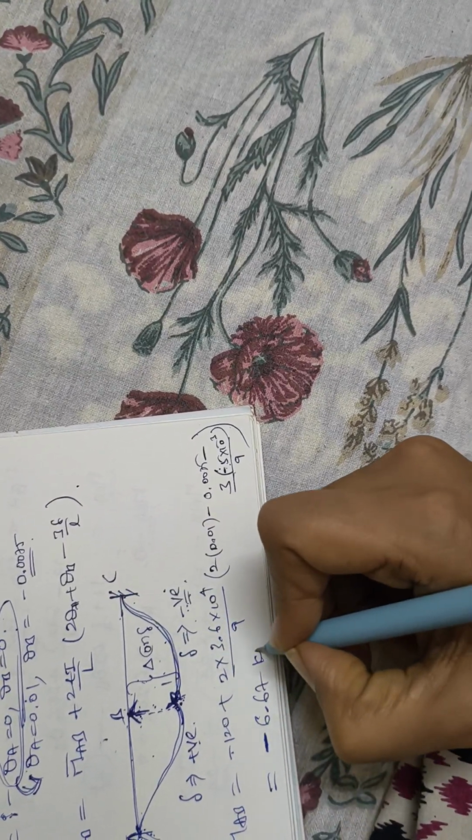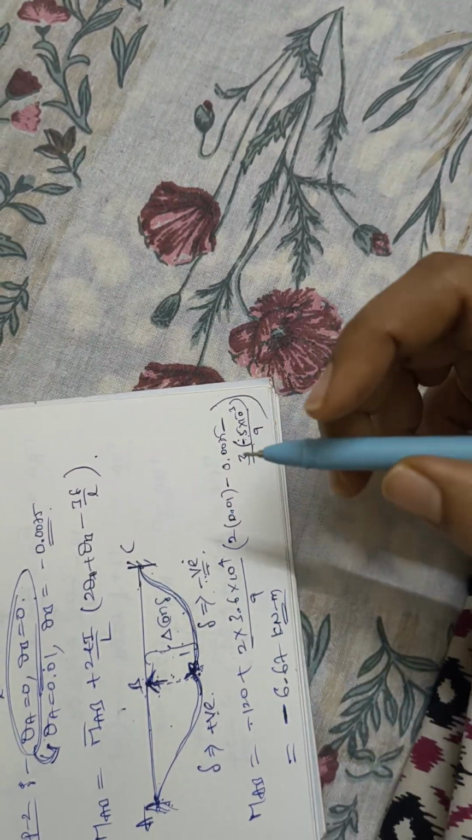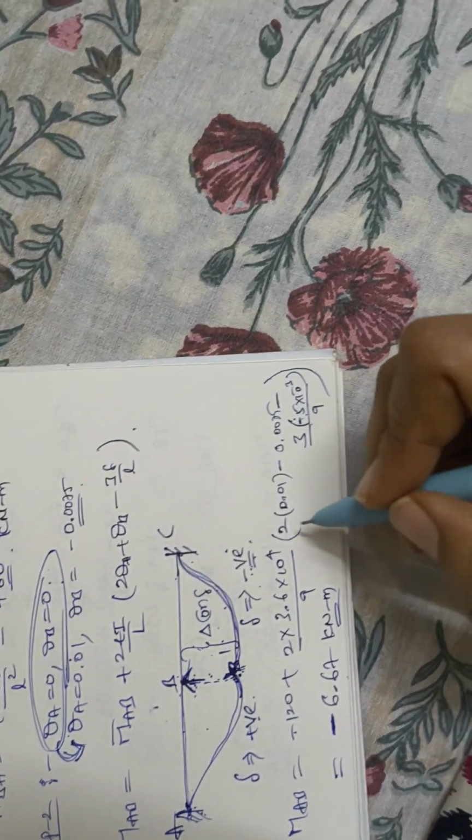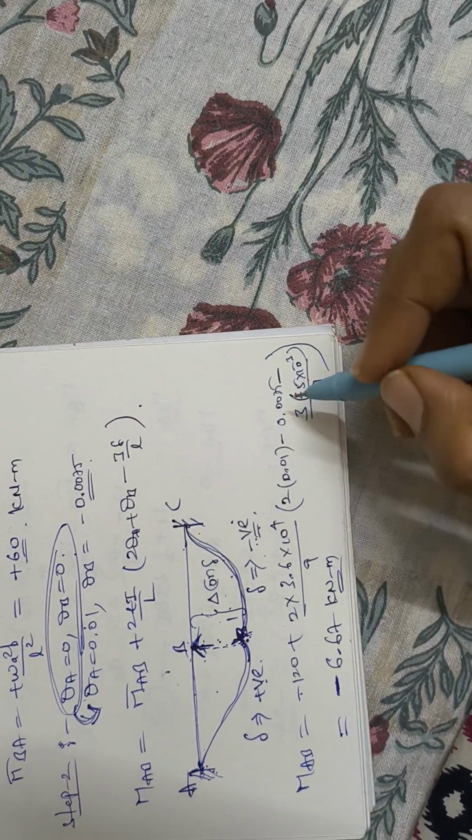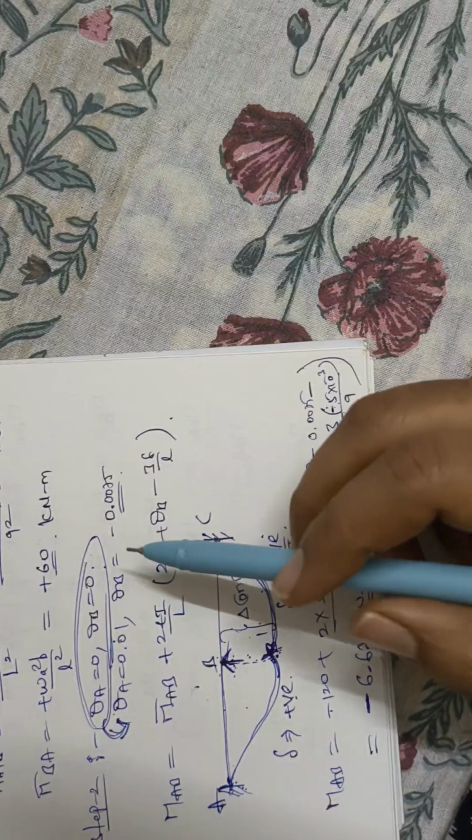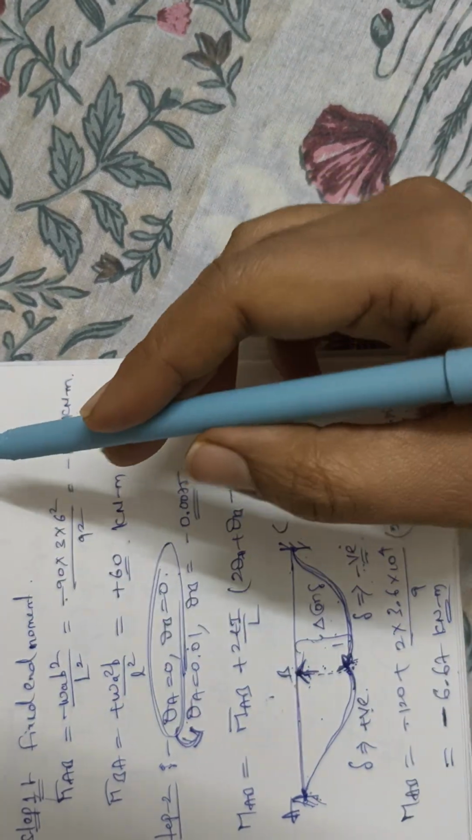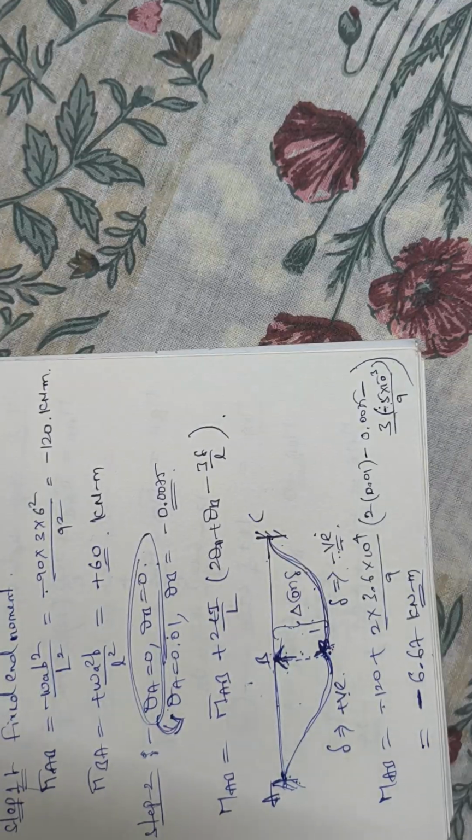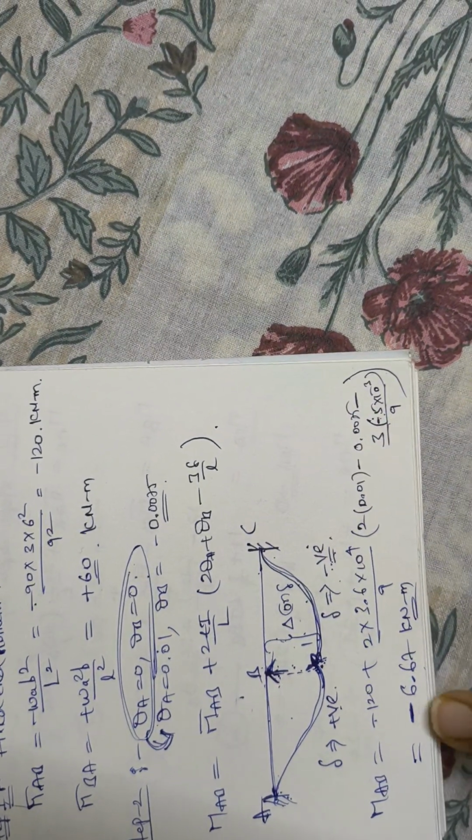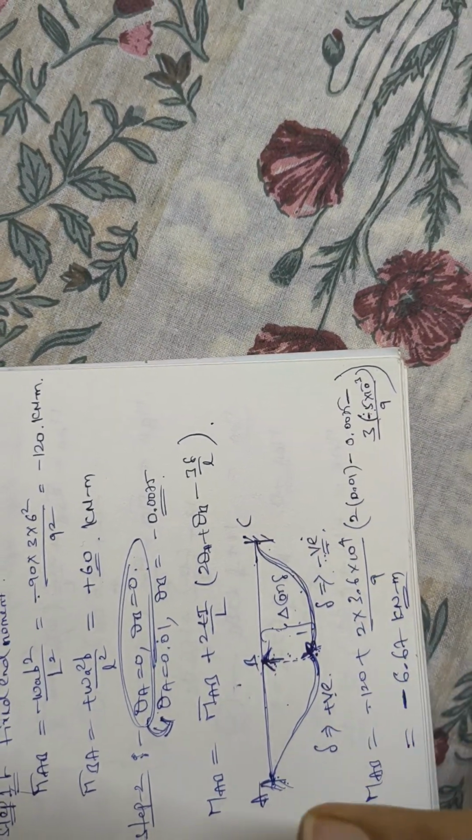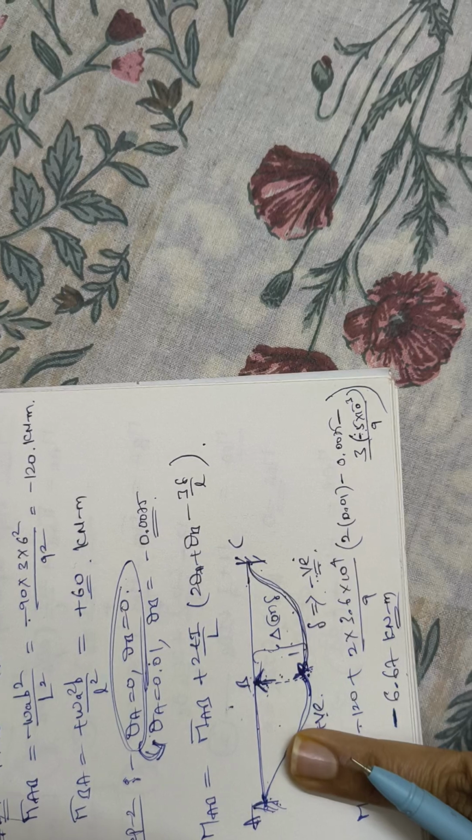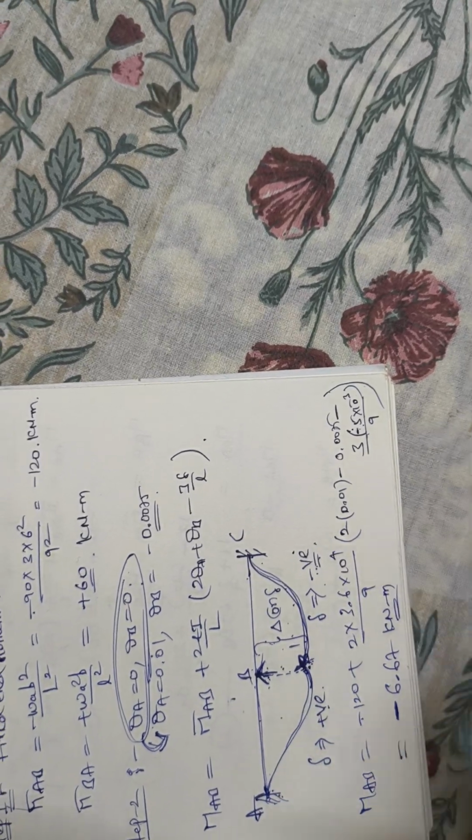I'm writing here the value of MAB. In this case, there is no need to find EI and theta B values, because they have already given all the values like the EI value and the theta B values. So MAB is minus 6.67, and now MBA. So the MBA value.